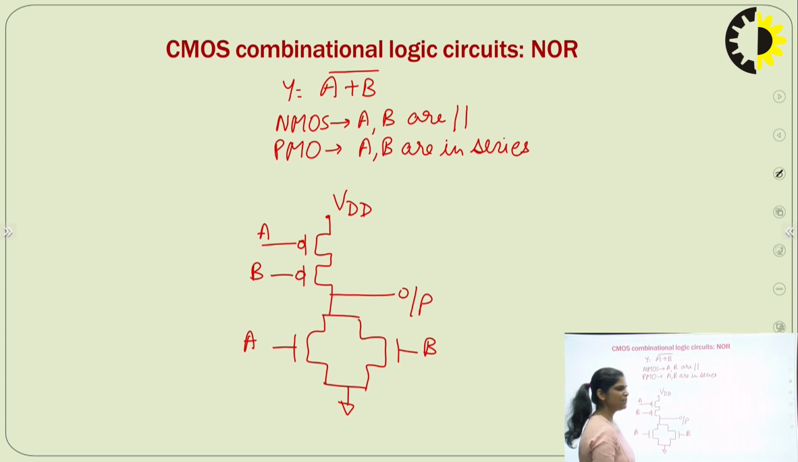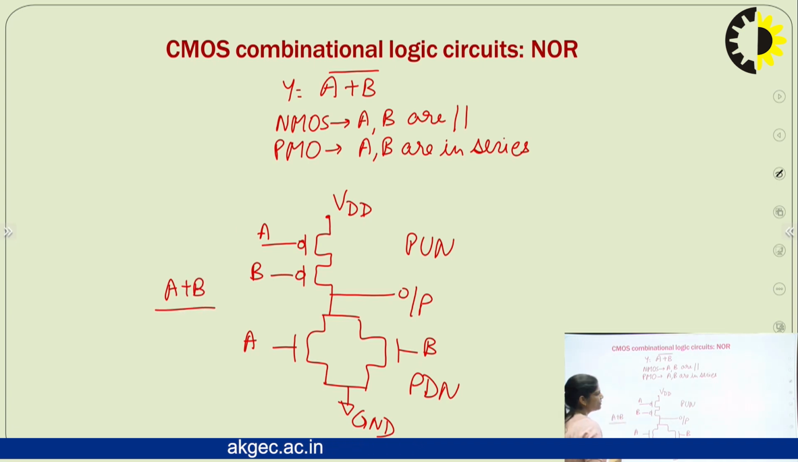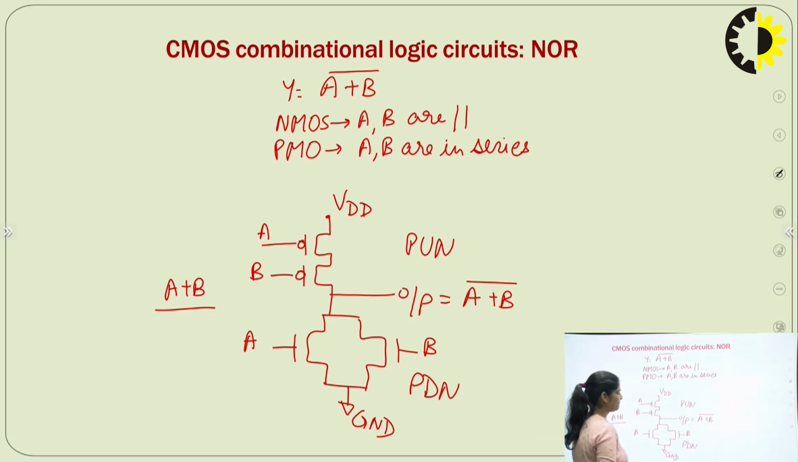So this is the CMOS implementation of NOR gate, where this is the NMOS. So in the case of NMOS means pull down network, this is pull down network and this is pull up network. In the case of pull down network, A and B are connected in parallel, and in the case of pull up network, A and B are connected in series. And terminal of this PMOS is connected to VDD and terminal of this NMOS is connected to ground. And here we are getting the output. If you are giving inputs A plus B, this is your input, so you will get output (A plus B) whole bar. So this is the CMOS implementation of this NOR gate.